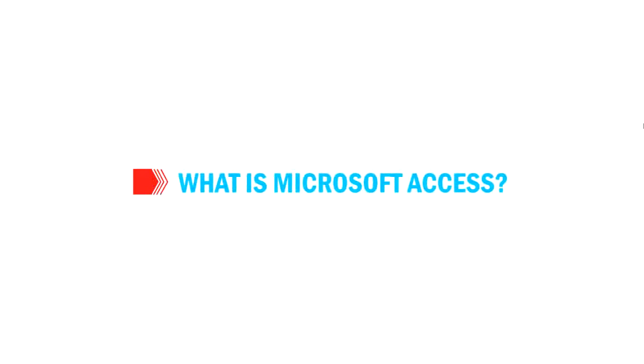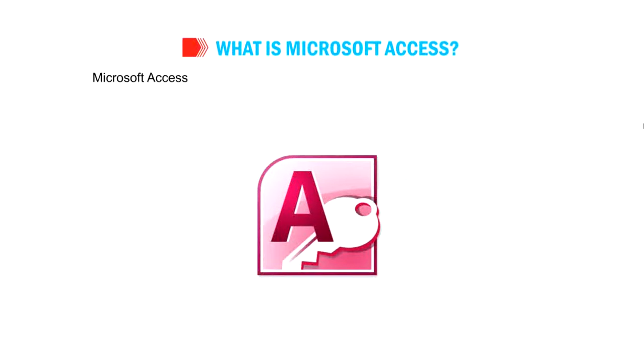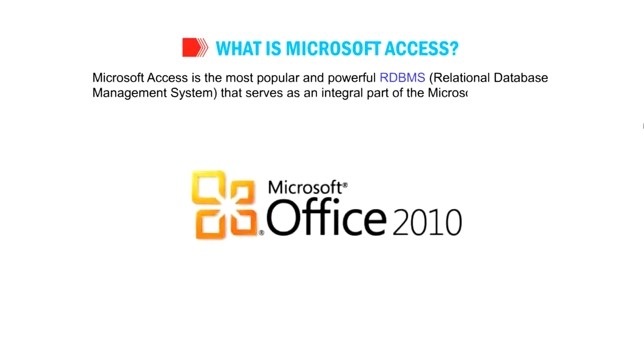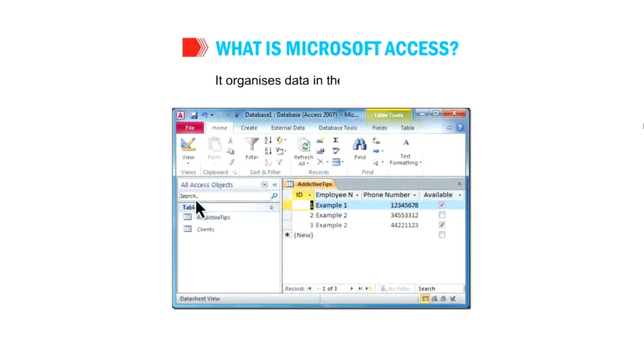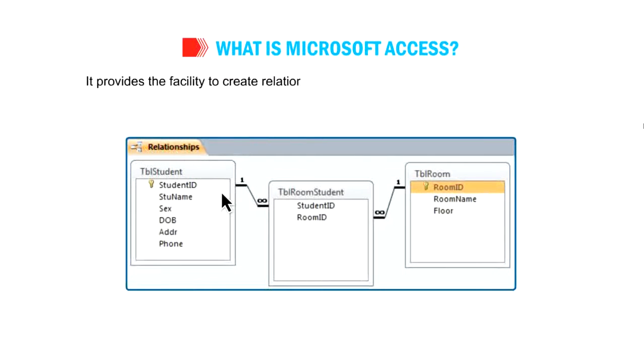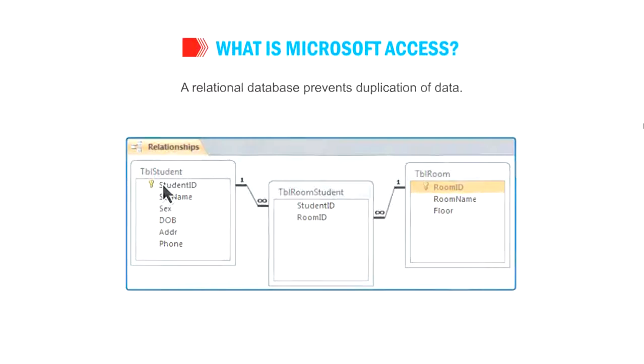Alright students, now we will learn what is Microsoft Access. Microsoft Access is the most popular and powerful RDBMS, Relational Database Management System, that serves as an integral part of the Microsoft Office suite of applications. It organizes data in the form of tables. It provides a facility to create relationships between these tables by using common fields. A relational database prevents duplication of data.